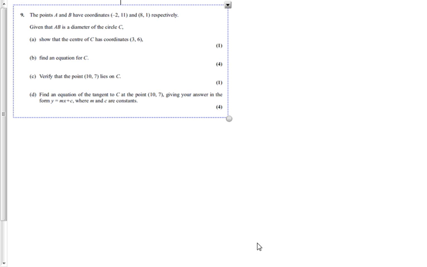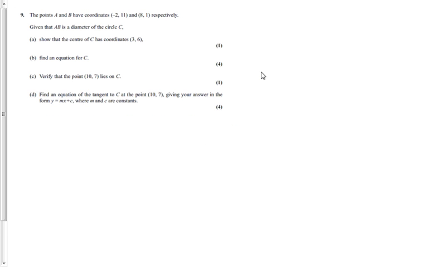Okay, so we're looking at this question. If you haven't already done so, please pause and have a go. Now, show that the center of C has coordinates 3, 6.